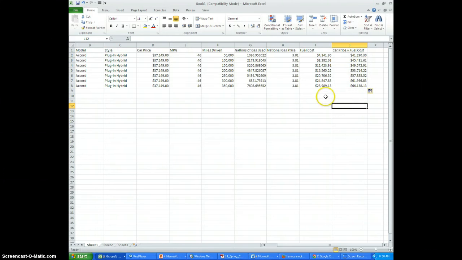All right, and that is how much it's going to cost you to buy the car and pay for the gasoline for each of the miles per gallon or miles driven. Okay, that's how you're going to do each of these, and then we're going to be able to compare which type of car we would prefer to buy at the end.